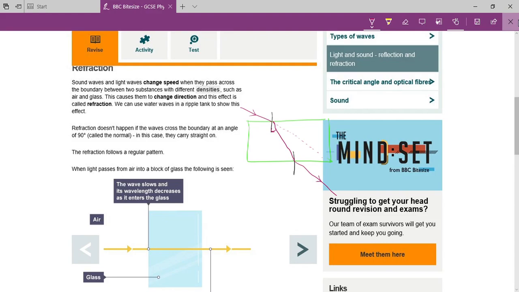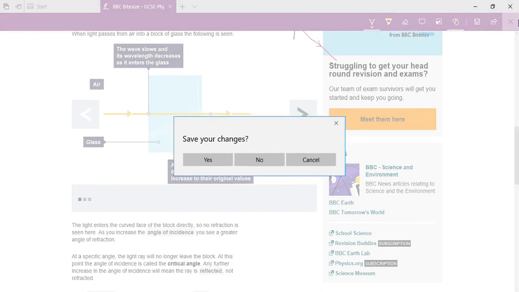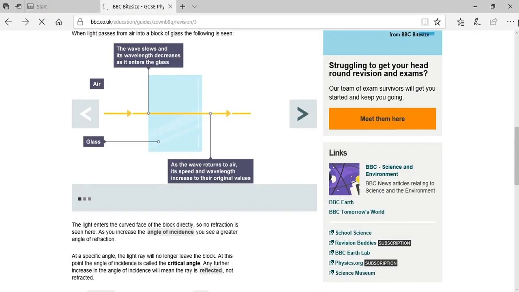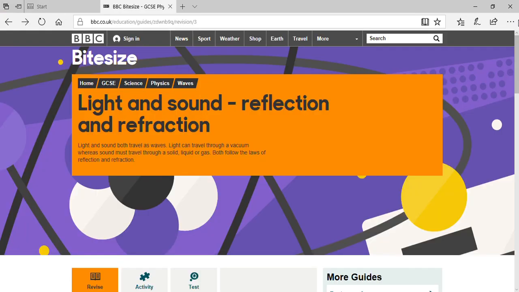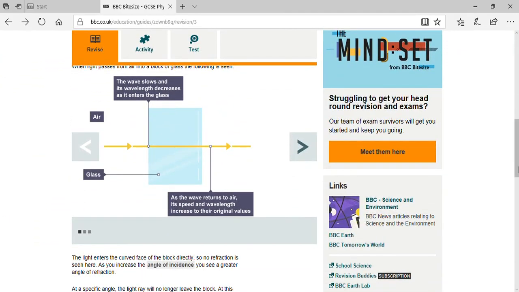Great. Also, you can see here, I have to refresh that because there is a slide over there, so that we can understand what they are giving. Yes, here you can see that they are saying that the wave slows and its wavelength decreases as it enters the glass. Yes, that's also true. When a ray of light enters from a rarer medium to a denser medium, its wavelength decreases.